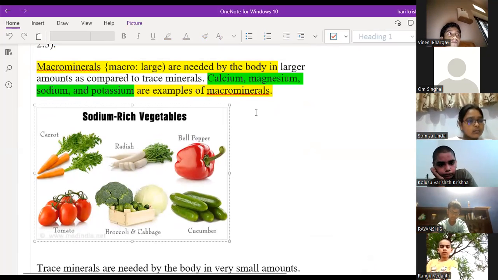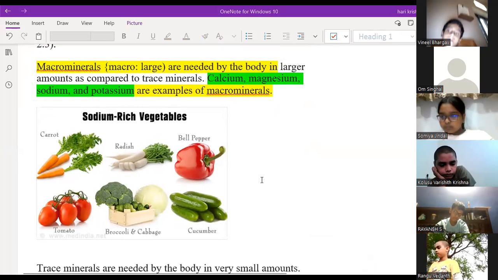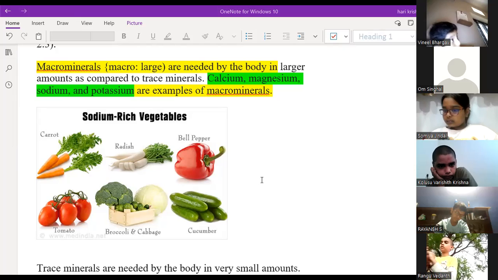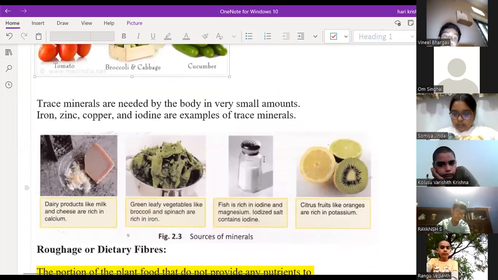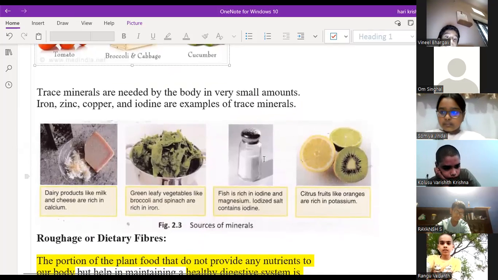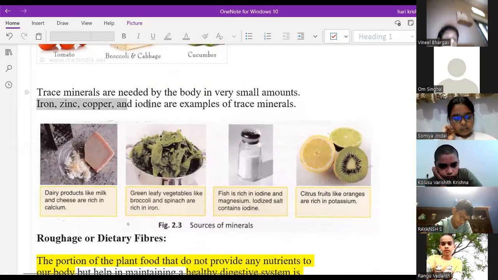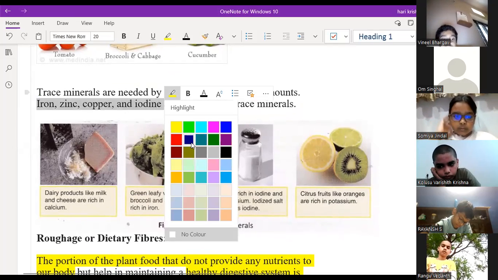Cleared your doubt? Okay. So calcium, magnesium, sodium, and potassium are the macro minerals. And what are the trace minerals? Iron, zinc, copper, iodine. These are the trace minerals, which are required in lesser quantity than the others.